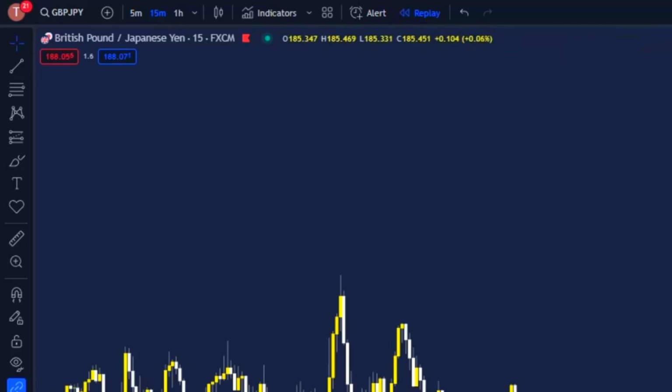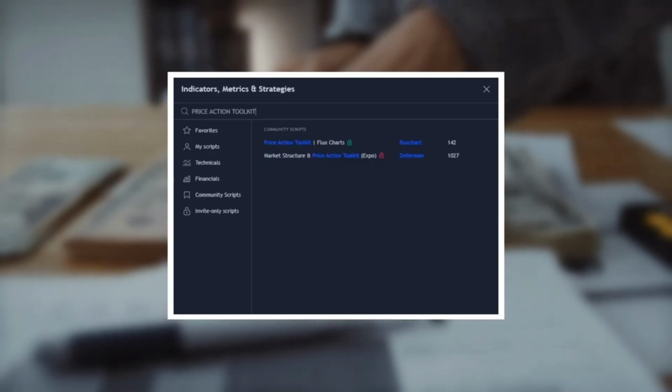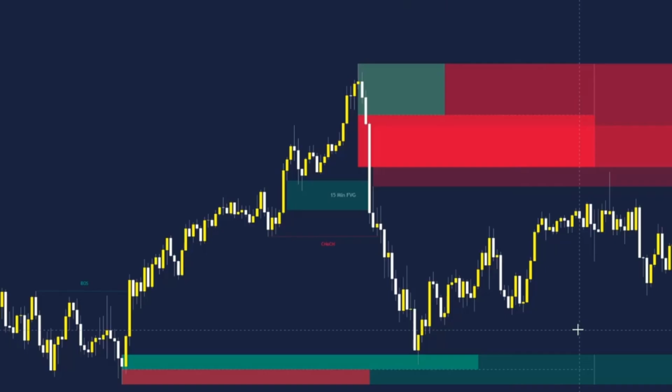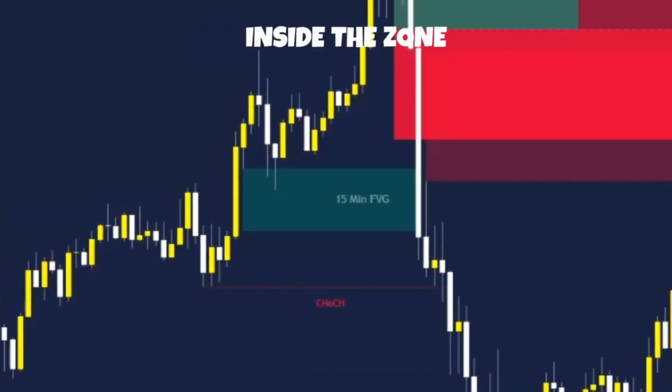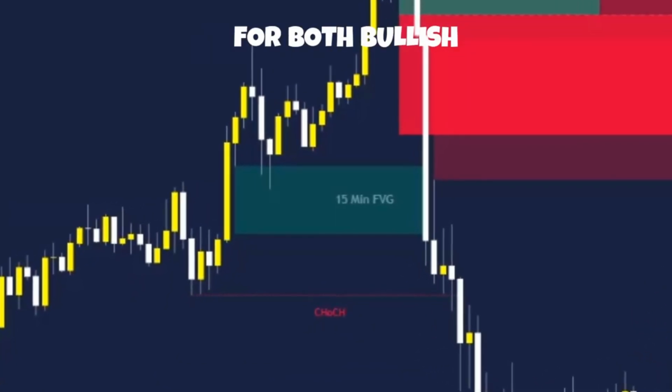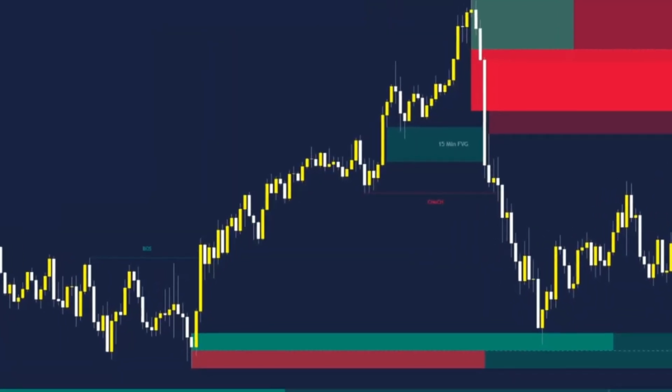So click on the indicators tab at the top left of the screen or down at the bottom on mobile, and we're going to search for the Price Action Toolkit indicator. Click once and add it to your chart. The first feature we are going to check out is the volumetric fair value gaps. This is a great tool that plots fair value gaps and shows the volume inside the zone for both bullish and bearish price movement. This is great for avoiding those bad value gaps.